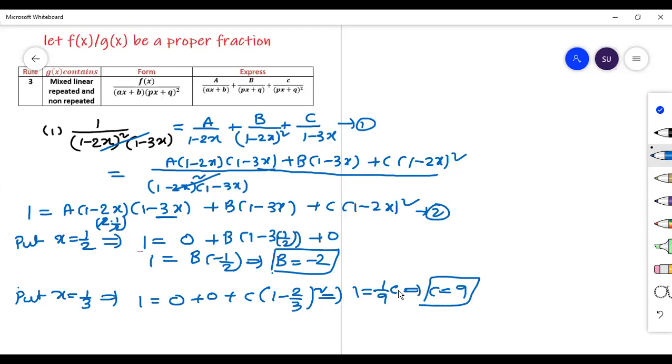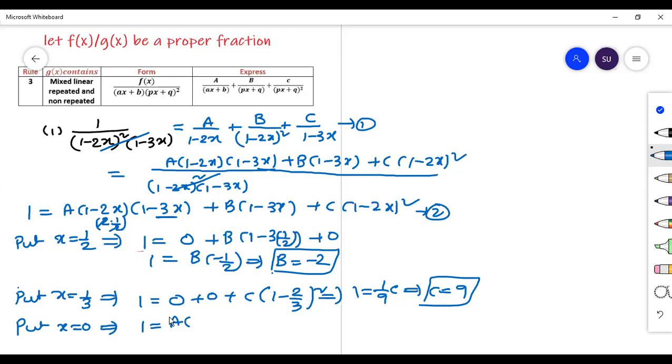Only one value we need to find. For that, we can equate the coefficients by expanding, or simply, since we already know two values, B and C, only A value needs to be found. For easy calculation, put any value. X is 0, 1, 2, 3, whatever the value. But for convenience, I'm substituting x is equal to 0. The left hand side is 1 only because there is no x. So this becomes A into (1 minus 0), which is 1.